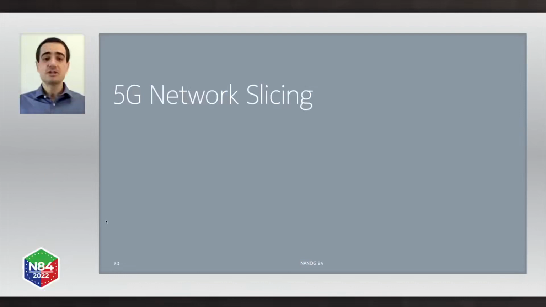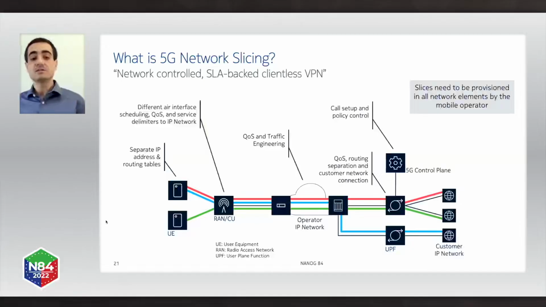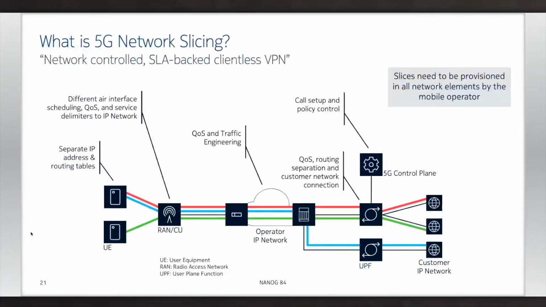So into the last section of the presentation, 5G network slicing. It's probably one of the most talked about capabilities. Let's take a look at 5G network slicing and what it means for everyone. So first, let's define what network slicing is in 5G. And I try to put it into some well-known words. My definition is that it is a network-controlled, SLA-backed, clientless VPN. So let me go through that.